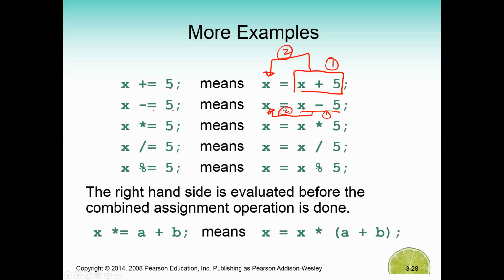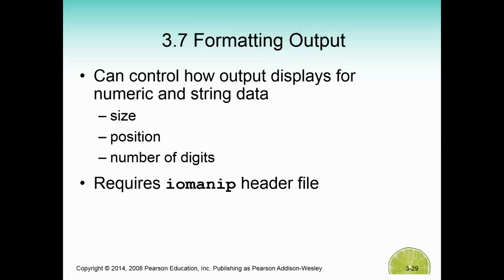So the right-hand side is evaluated before the combined assignment operator is done. If we have a larger expression, like in this case, a plus b is going to be solved first. Whatever result we have from here is going to be multiplied. This is going to be second. And then the result of everything is going to be moved to x. We always follow the rules. Okay? Questions?